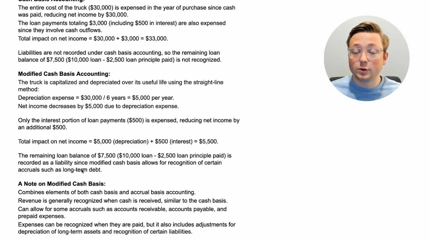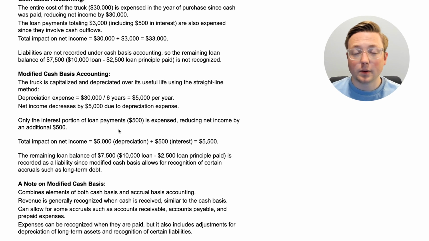So that's a big difference between cash and modified cash, is that cash doesn't record liabilities, doesn't record really anything like depreciation or anything like that, whereas modified cash has that ability to record these depreciable assets, to capitalize them, to record liabilities, and debit those liabilities as they're paid off, more similar to accrual accounting. Now, with all that said, that means the total impact to net income is that $5,000 depreciation and that $500 interest. That's why it's $5,500 there.